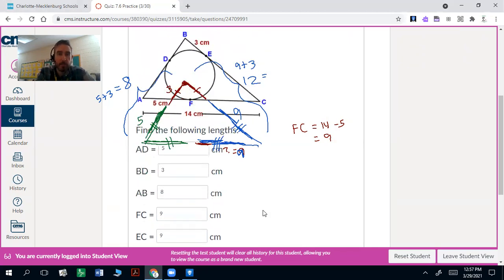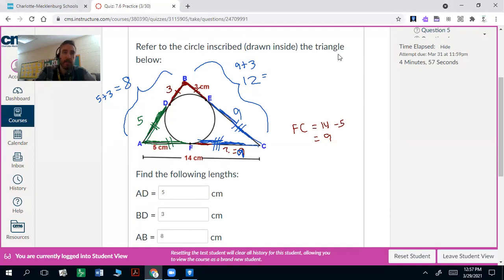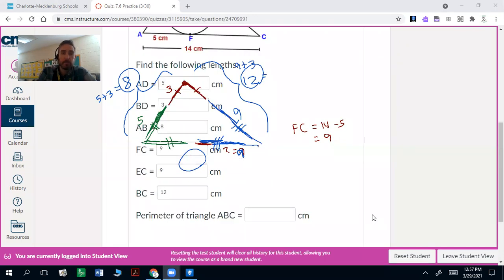And then finally, it asks for the perimeter. Perimeter is all the sides added up. So if I want to know the perimeter, I'm going to add up every single individual little segment or the entire lengths of all 3 segments. Perimeter is distance around. So that perimeter is going to be 8 plus 12 plus 14. So 8 plus 12 plus 14, that's 20 plus 14, so that should be 34.